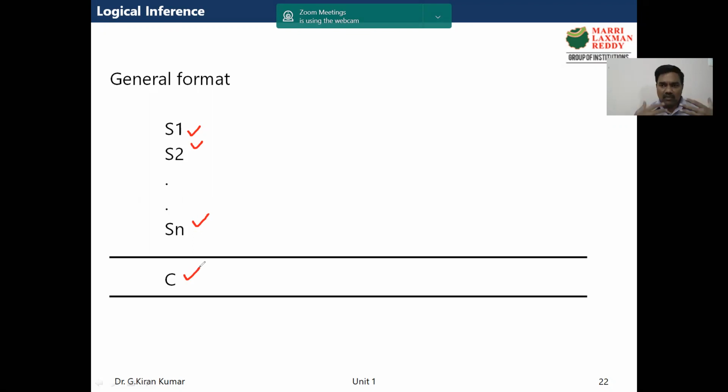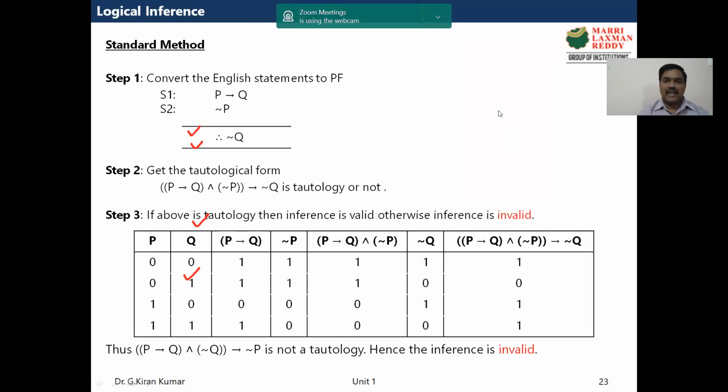Now, what do we need to do here? S1, S2, up to Sn are the given statements, the given premises, and C is the given conclusion based on the given statements. The task for us is to say whether that conclusion is valid or invalid. We just have to say yes or no. In the earlier example you have seen, it seems to be valid, but it is invalid. Now let us discuss the standard method to verify whether the given conclusion is valid or invalid.